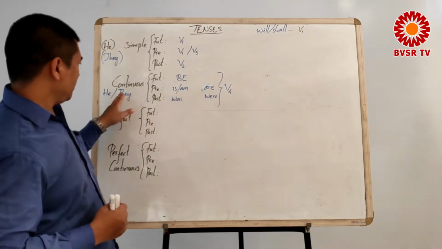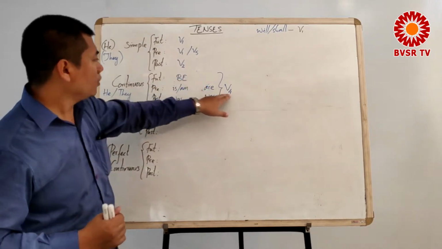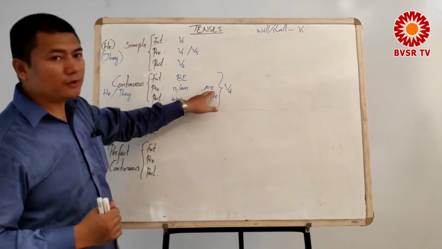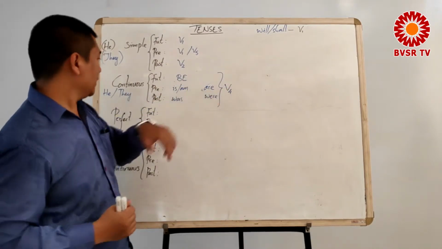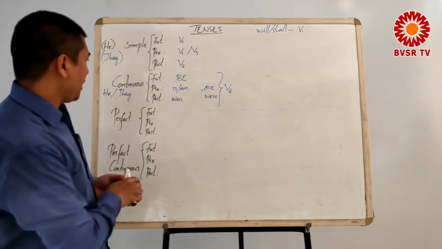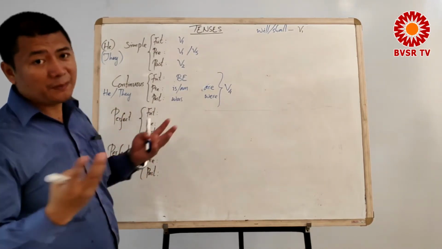If it is plural, they will be going. Since they is plural, therefore we use the plural verb. They are going. And in the past, they were going. Now, that is continuous tense. It's very simple, it's very easy.